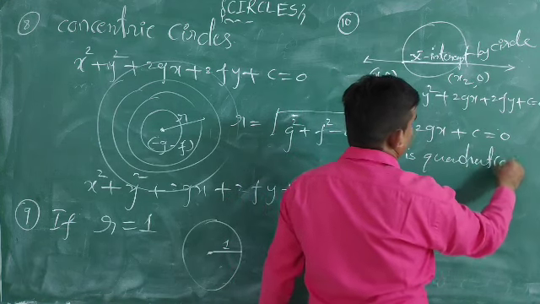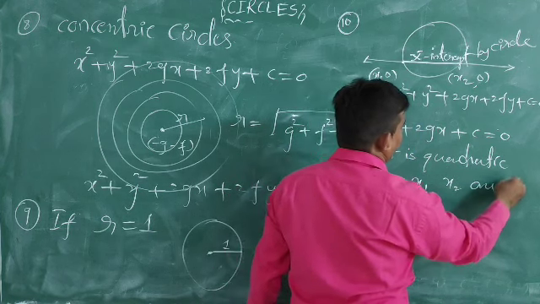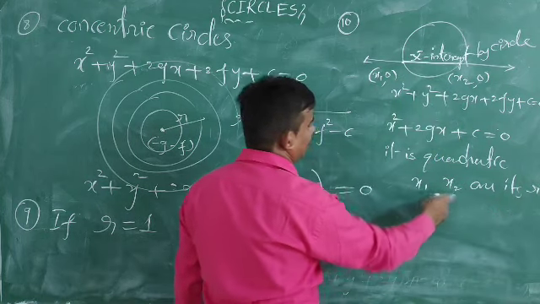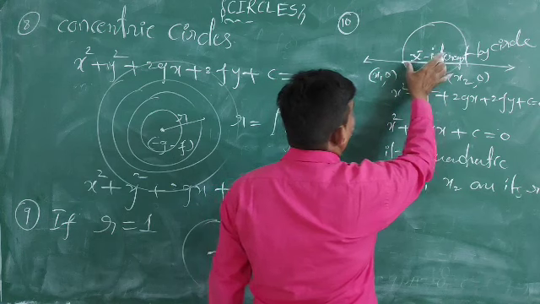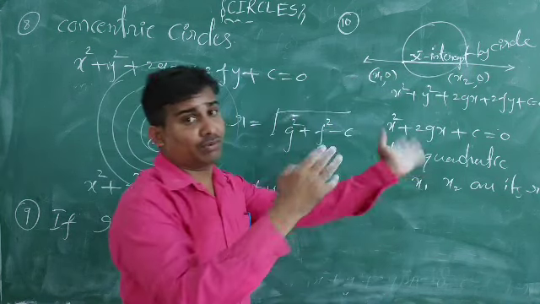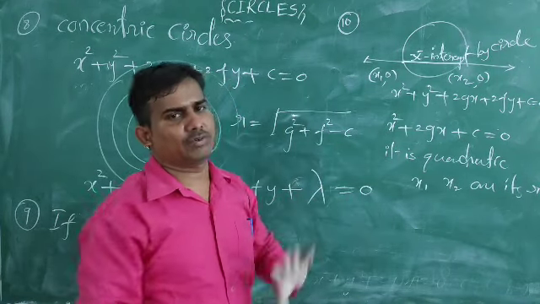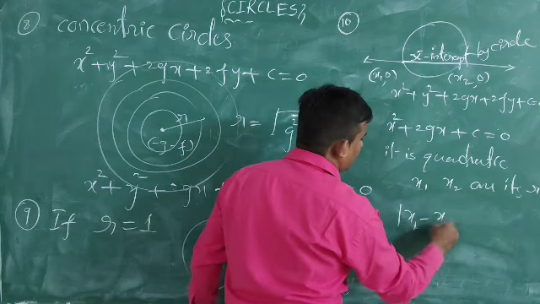It has 2 roots, x1, x2, its real roots. When x1, x2 are two real roots, we need the distance between them, which will be equal to x2 minus x1 or x1 minus x2. That is, we need the modulus of x1 minus x2.